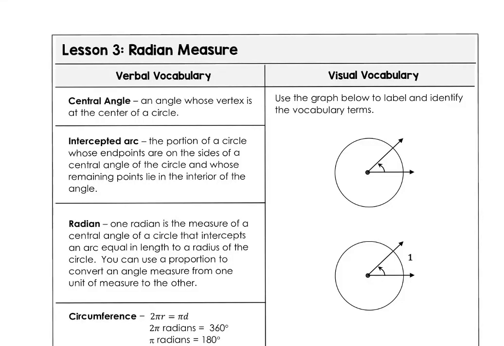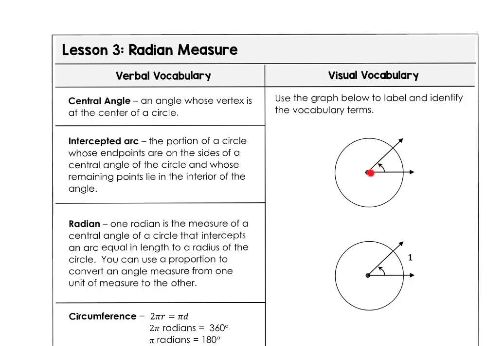Hi there. In today's lesson 3, we're talking about radian measure and how it's related to the unit circle. So let's get started. I'm going to use this top image here to talk about a central angle and an intercepted arc, and then we'll use the bottom one to talk about what a radian measurement is.